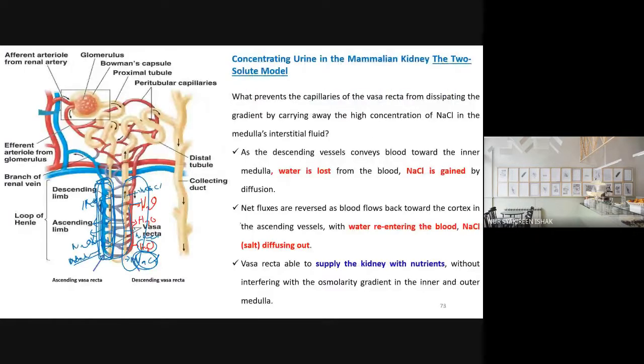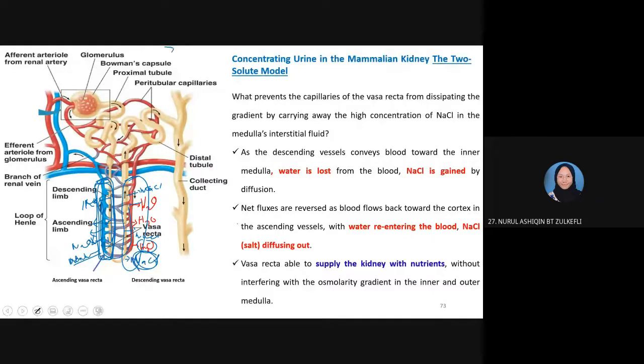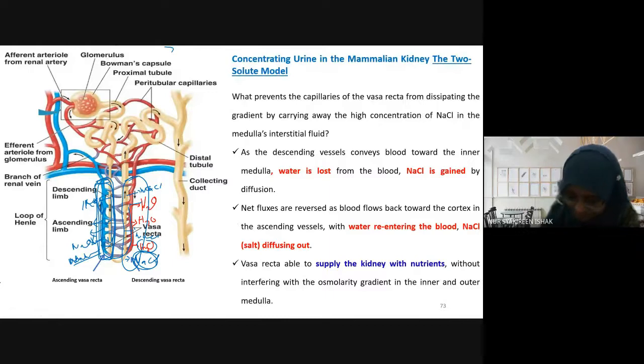Saya nak tanya sekejap, semua orang clear tak dengan apa yang saya bebelkan ni? Faham ke? Clear. Clear, madam. Boleh ya? Alright.